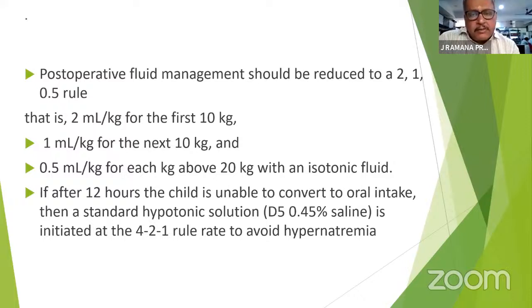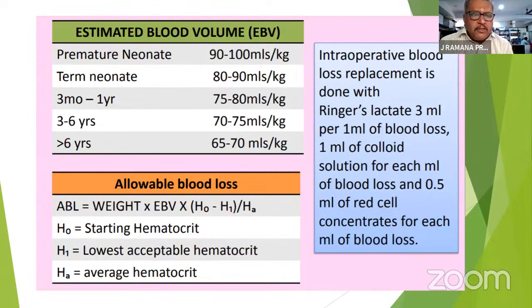Post-operative fluid management should be reduced to the 1.5 formula. After 12 hours, if the child is unable to convert to oral intake, the standard hypotonic solution, dextrose D5 and 0.45% saline, is initiated at the 4-2-1 rule. If you continue the 4-2-1 rule, there is a risk of hypernatremia after 12 hours. So you should reduce post-operative fluids to the 1.5 rule. This is the most important point.